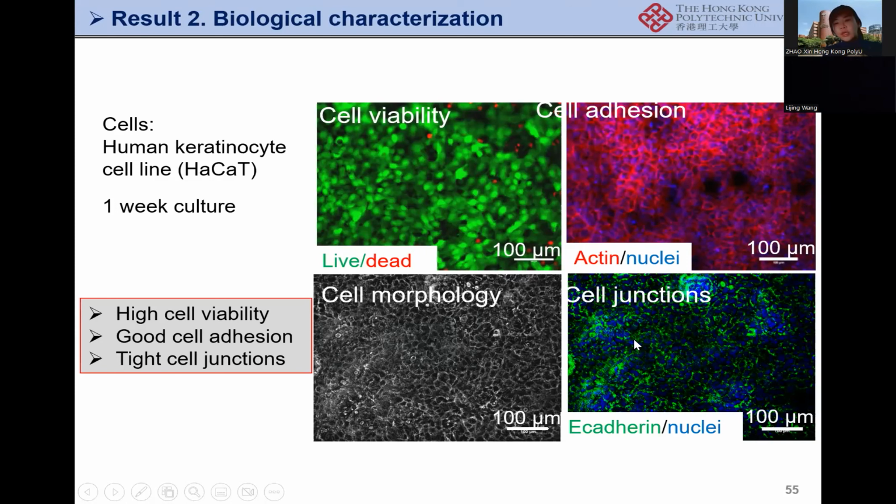And also we can see that we form a very nice cell monolayer, and the cells exhibit these very tight junctions. So this is something very important if we want to regenerate the multi-layered epidermis. Once we see this cell morphology, we lift these materials to the air-liquid interface to induce the formation of the multi-layered epidermis.